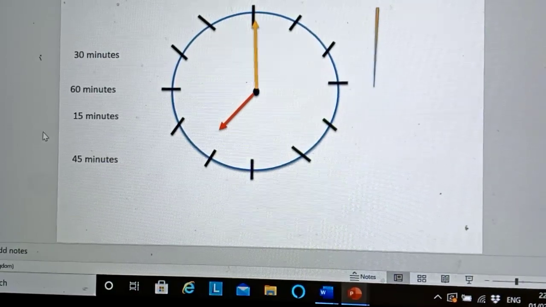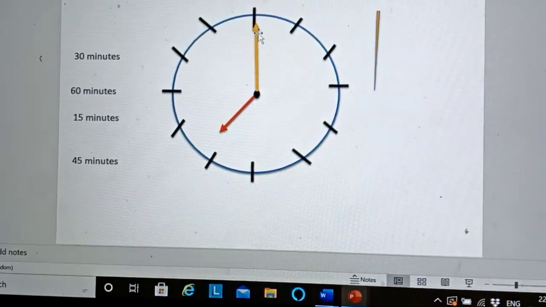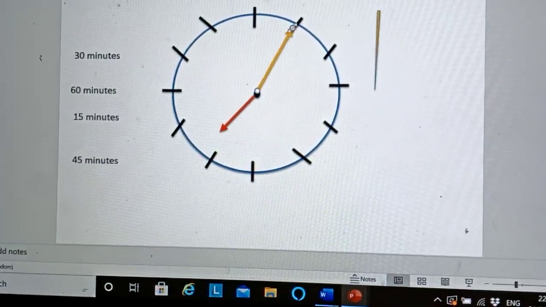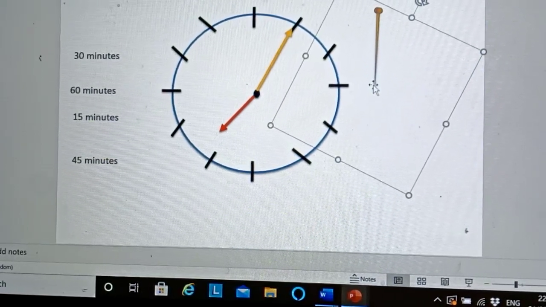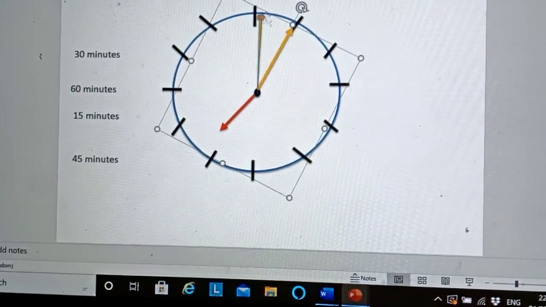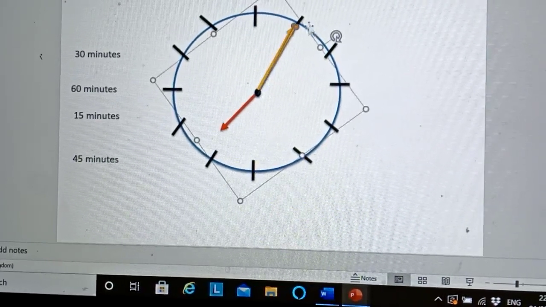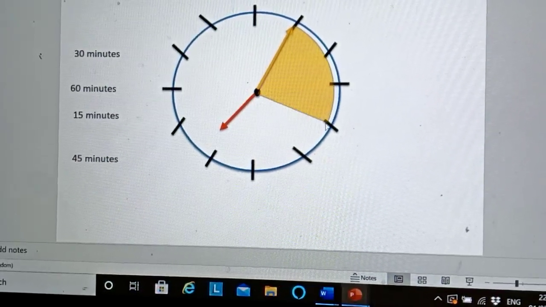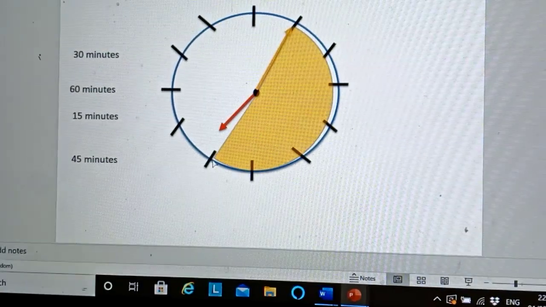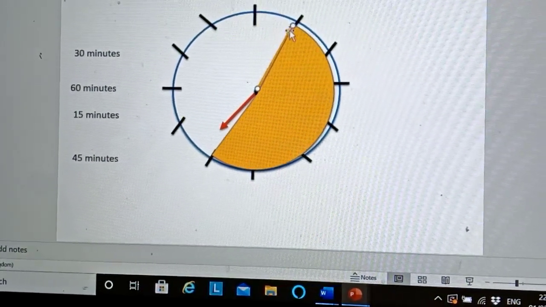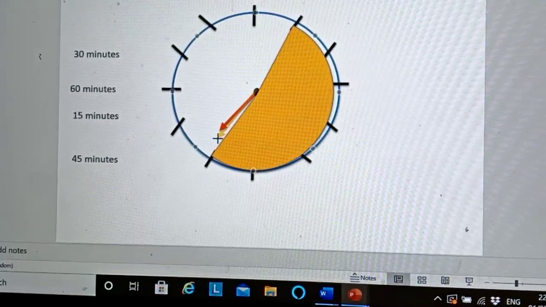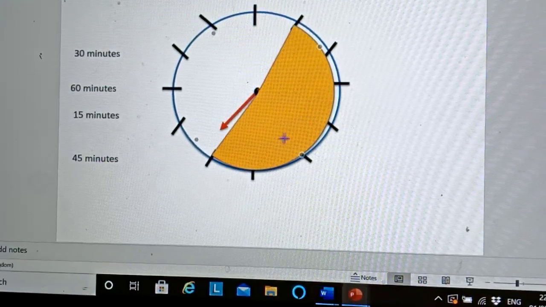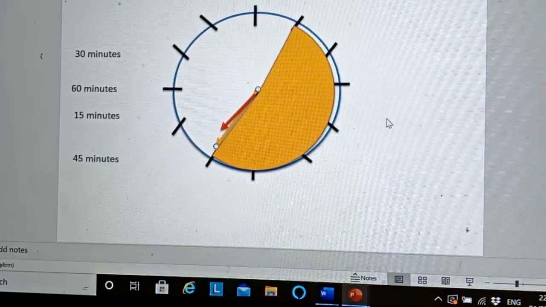Right, guys, this next slide helps you work out the next questions. So, if I said my minute hand was showing there, and I spent 30 minutes, it would be 5, 10, 15, 20, 25, 30. My minute hand would then be there. So if I started there and went 30 minutes all the way around, my minute hand would end there.